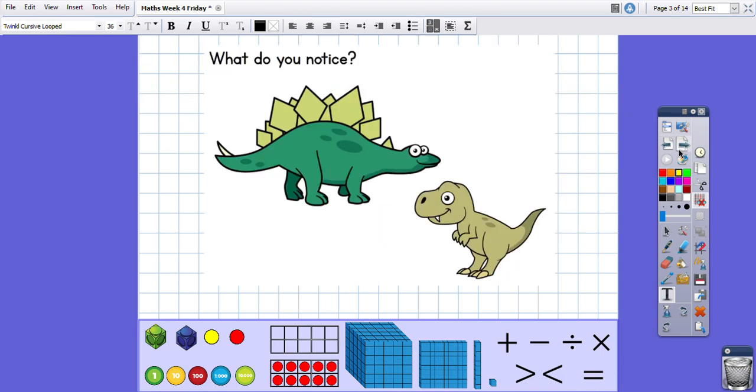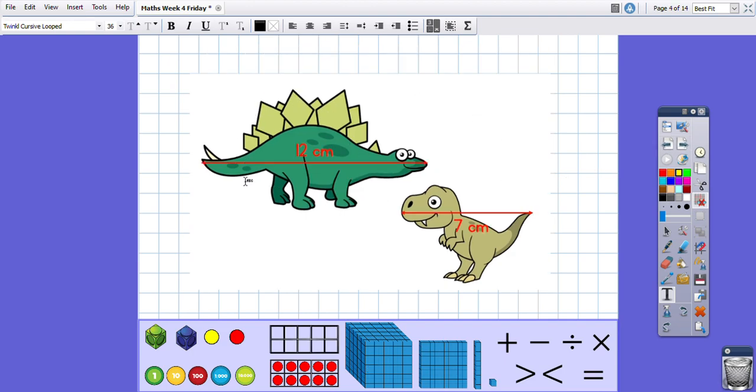Okay then, we're going to work with some dinosaurs today. So what do you notice about these? There are lots of different things. See if you can shout a couple at me. The first thing I notice is that they're different dinosaurs. But that's not really mathematical. I've noticed that the Stegosaurus is a lot longer than the Tyrannosaurus Rex, but the T-Rex is taller in the body than the Stegosaurus, so there are lots of differences.